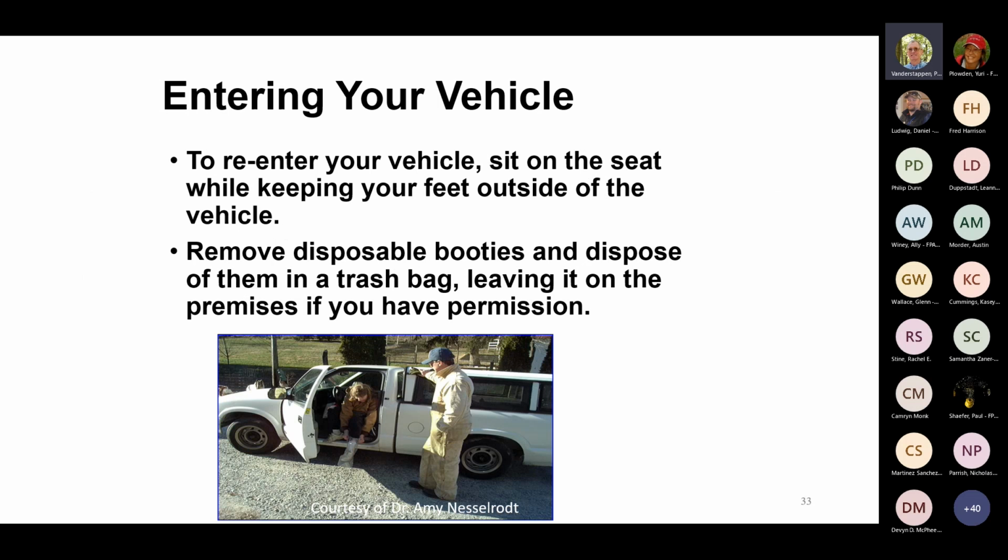But before we get to that, re-entering your vehicle. To re-enter your vehicle, sit on the seat while keeping your feet outside the vehicle. Remove disposable booties and dispose of them in a trash bag, leaving it on the site. So when you leave, you're sitting there on the seat, and now you've got to take your disposable booties off, pulling them inside out, not touching the dirty side, putting them in a trash bag and not touching any other dirty stuff, then seal that up, and now you're probably ready to leave the site.